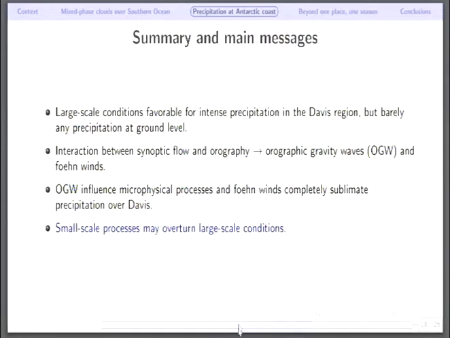And we see that interactions between the synoptic flows, the large-scale conditions, and the local terrain leads to the formation of orographic waves and föhn winds that have strong influence. The orographic waves, because of the updraft and turbulence, they impact these aggregation processes, so they have an impact on the microphysical processes taking place. And the föhn winds, they have a strong impact because they create this dry layer and you completely sublimate the snowfall. So the main message here is that small-scale processes may overturn large-scale conditions.